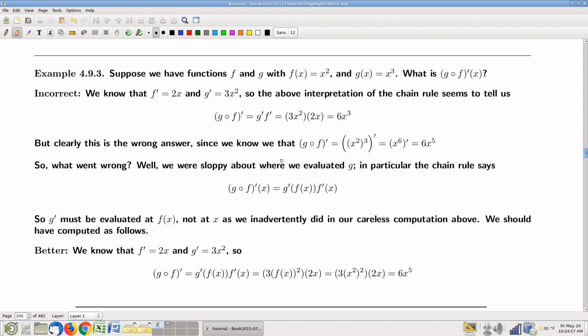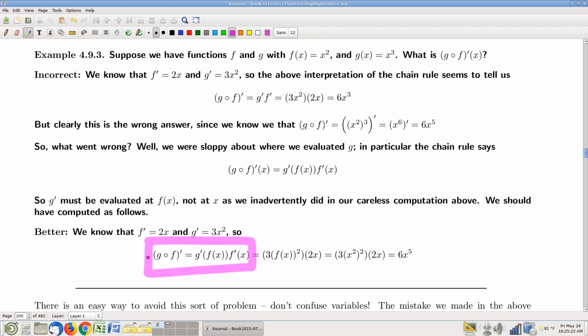What did we do wrong? Well, we were a little too sloppy in writing down the chain rule. We just said g prime times f prime, and we were not paying attention to the fact that g prime has to be evaluated at f of x, not at x. And so, here's what I'll call a better version of the calculation. Here's our chain rule. And now let's look at this g prime.